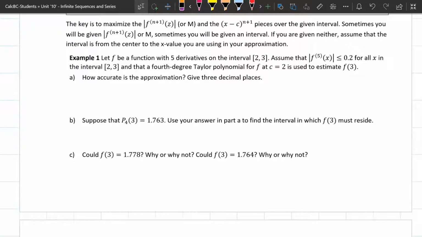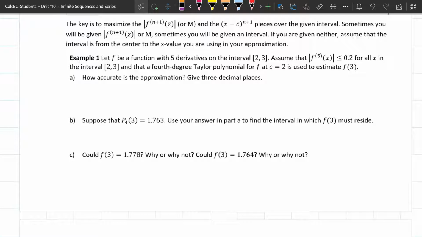All right, example 1 says, let f be a function with 5 derivatives on the closed interval from 2 to 3. Assume that the 5th derivative of f of x is less than or equal to 0.2 for all x in that same interval, and that a 4th degree Taylor polynomial for f at center 2 is used to estimate f of 3. All right, so part A says, how accurate is the approximation?